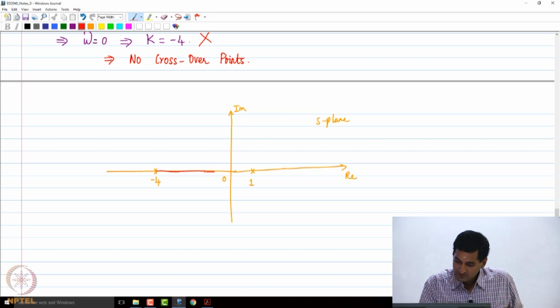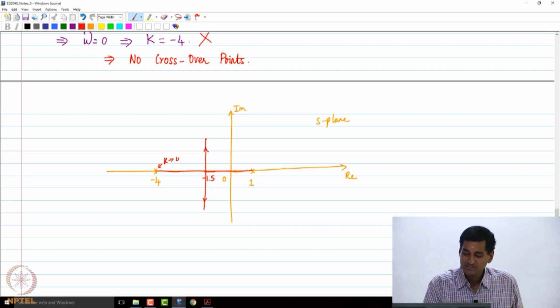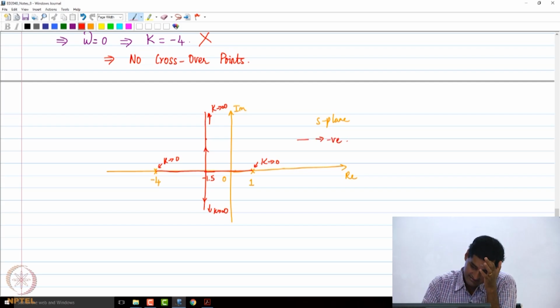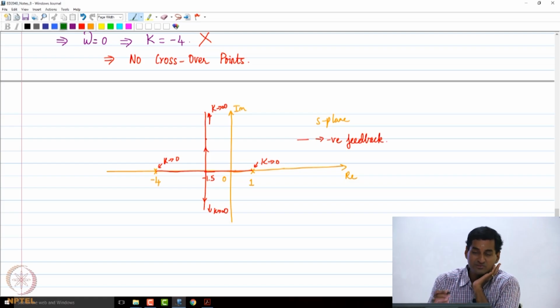I think the point of intersection was at -1.5 and then it broke out and went in 2 branches. This was k tending to 0, and this happened as k tends to infinity. This was with negative feedback. So, the red line indicates negative feedback.